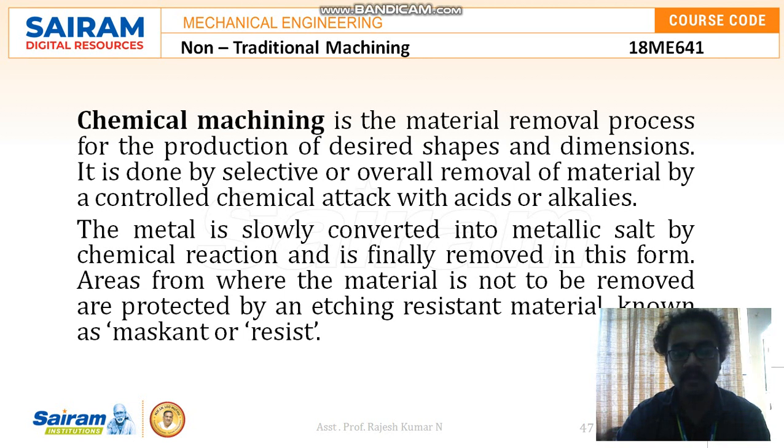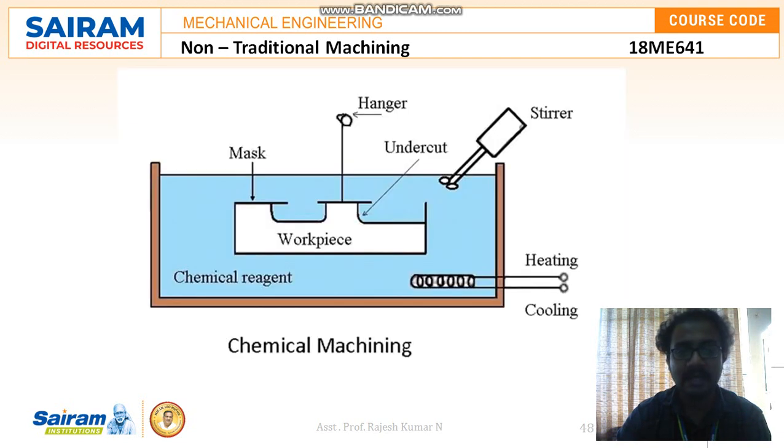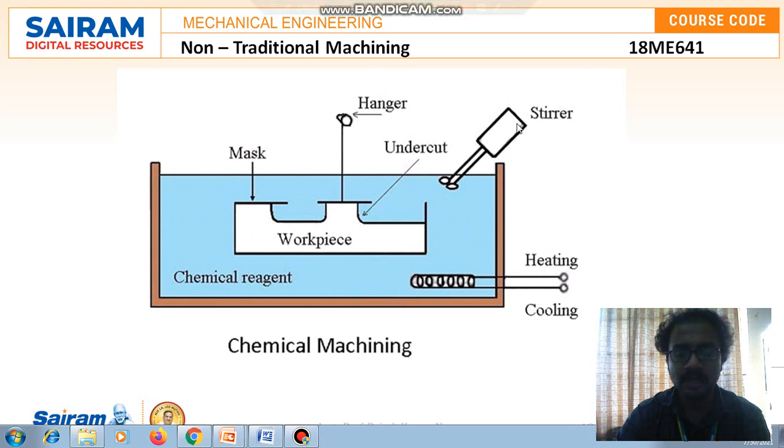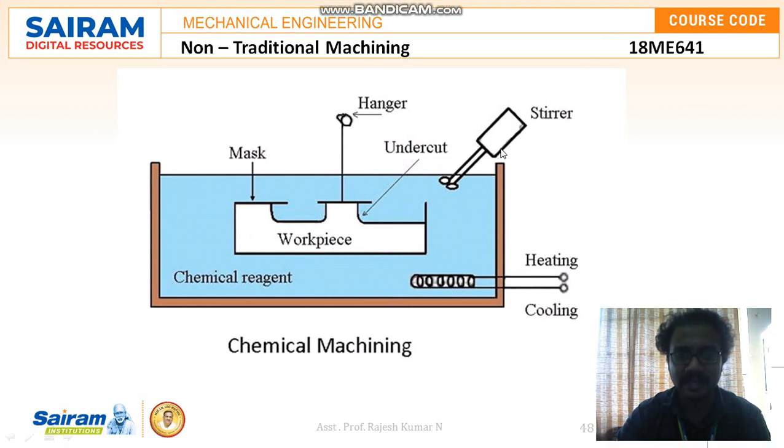So areas from where the material is not to be removed are protected by an etching resistant material which is known as maskant or resist. And you can see again a 2D view of a chemical machining process. And here we can see one more important component, that is the agitator or stirrer.